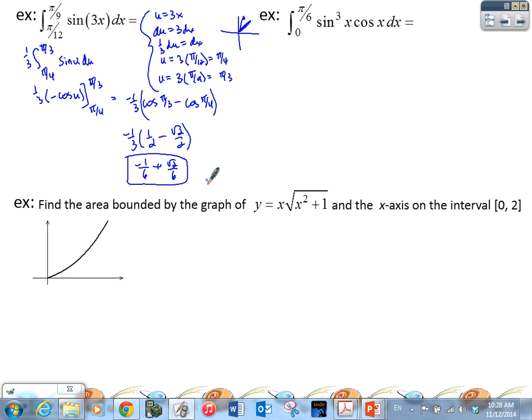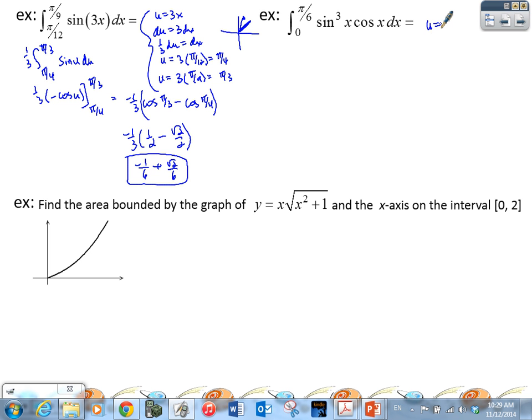You just need to be able to recognize that. Get it in simplest form for me. This would be considered simplest form, or you can add them together and make one big fraction. Either one of those is considered simplest form. Okay, so we okay with that? All right, next one.